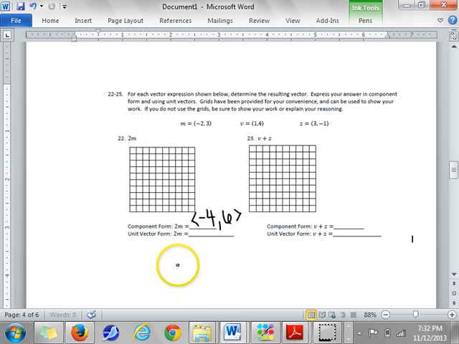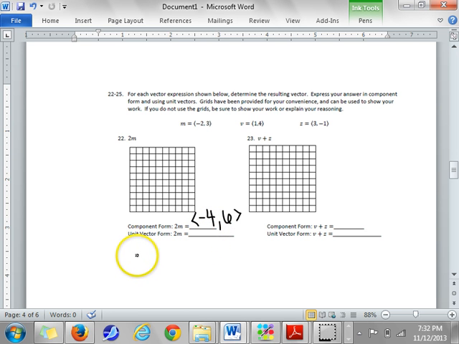Just like it says in the directions, grids have been provided for your convenience, but they're not going to be graded. It does say show your work or explain your reasoning. That really only matters to me if you get the answer wrong, because I have to have a way to give you partial credit. If you're confident in what you're doing and that your answer is correct, I'm not going to take off points if you don't show your work for these.